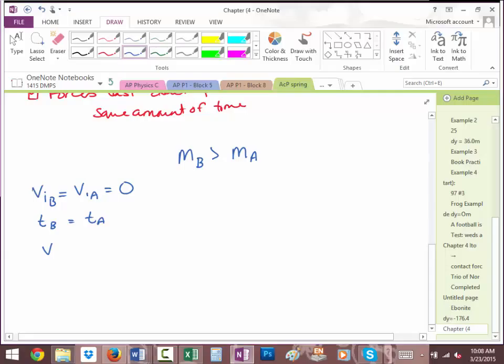Compared to hers, I guess is what I mean. Lower. Bigger or smaller? Boris will be slower, so smaller, right? So it's going to be less than. And using these things here, if the initial velocities are the same and the times are the same, but the final velocities are different, you know that the accelerations have to be different. Who's going to have a bigger acceleration? Alice.